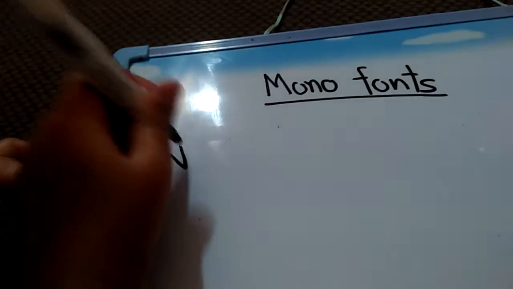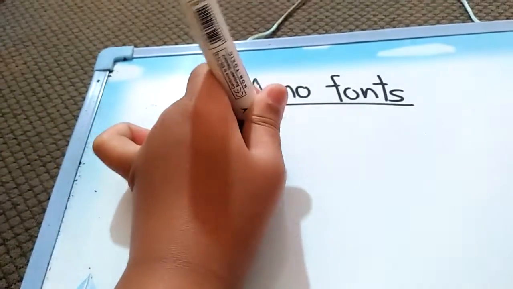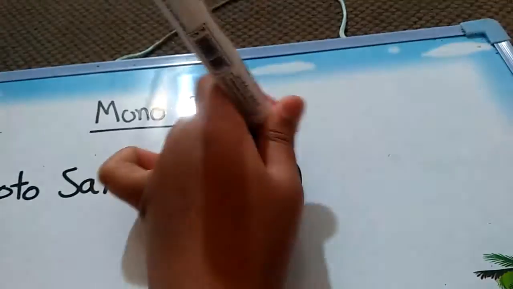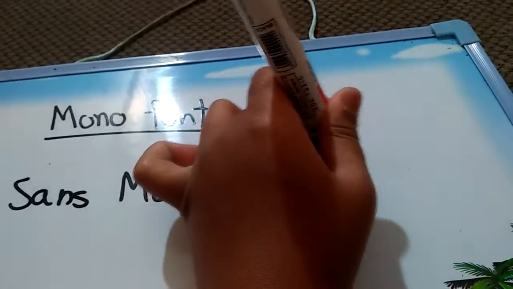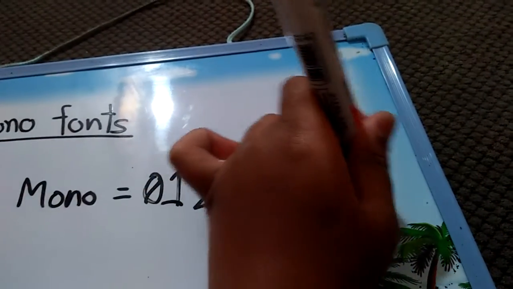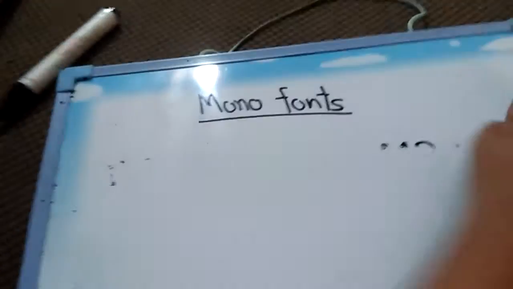Noto Sans Mono. First, let's check what its handwriting is. Even this zero is like this. Hey, forgot to put an underscore below one. Because most fonts have this thing.